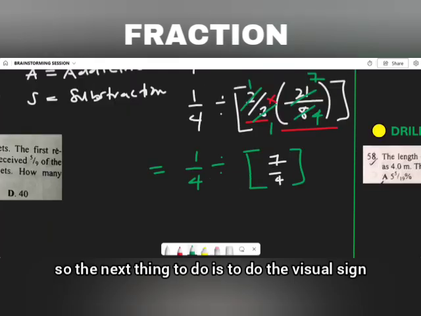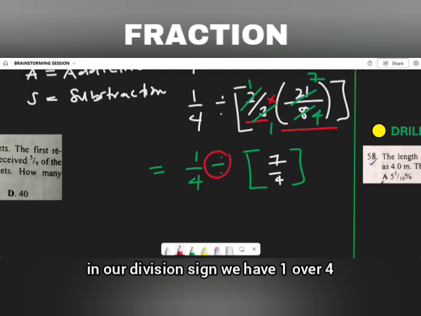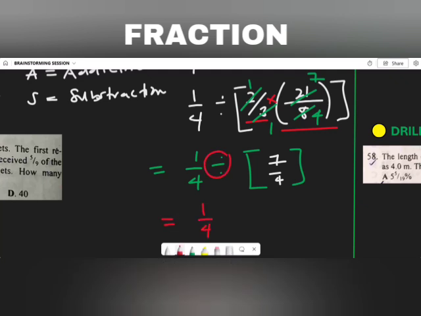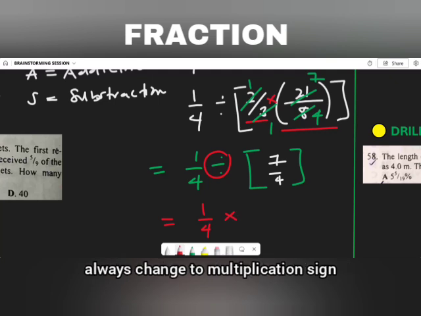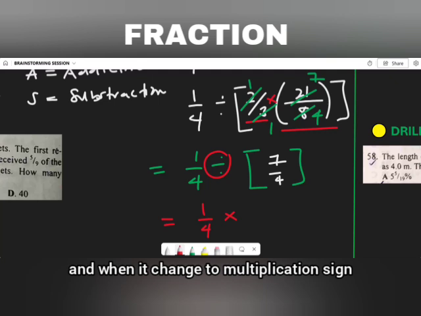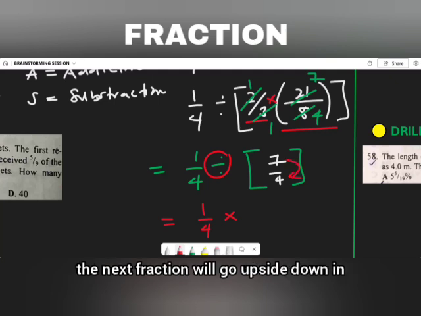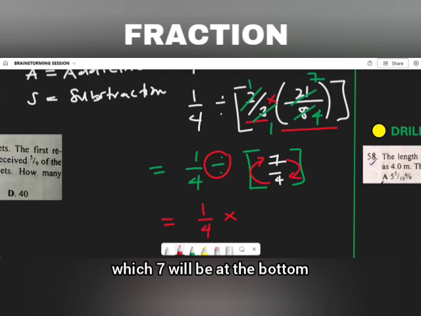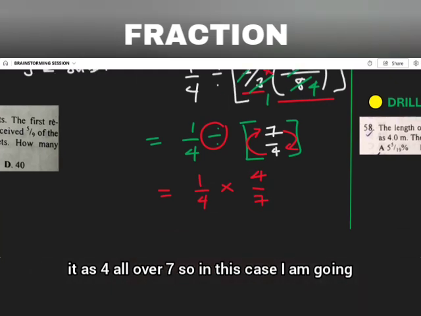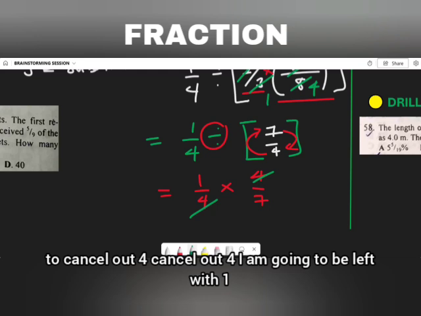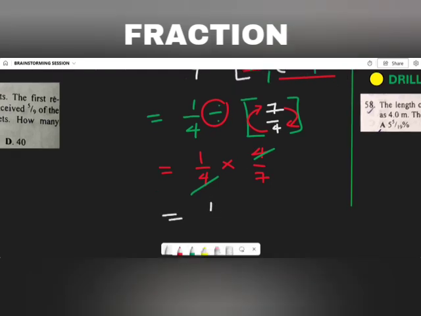So the next thing to do is deal with the what? Division sign. In our division sign, we have 1 over 4 multiply. Anytime we have division sign, it always changes to multiplication sign. And when it changes to multiplication sign, the next fraction will go upside down, in which 7 will be at the bottom, while the 4 will be at the top. So I have it as 4 all over 7. In this case, I'm going to cancel out 4, cancel out 4. I'm going to be left with 1 over 7. So this is our answer.